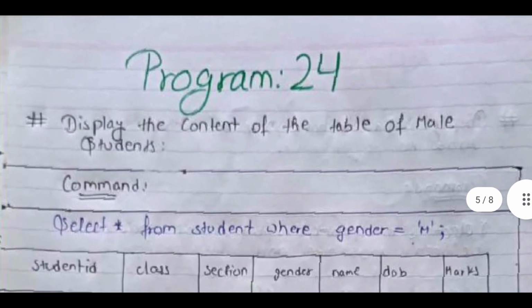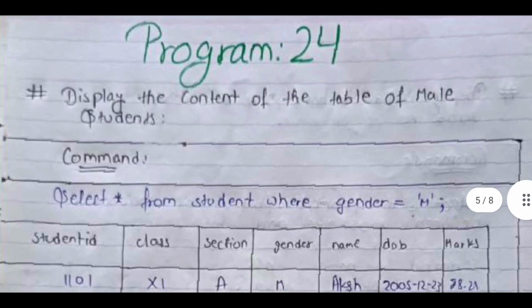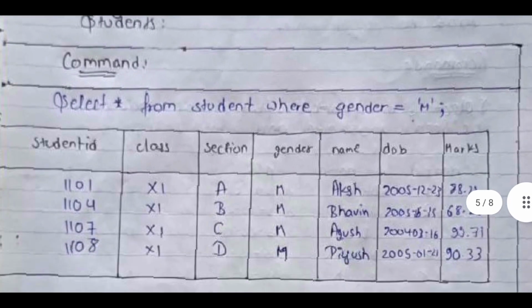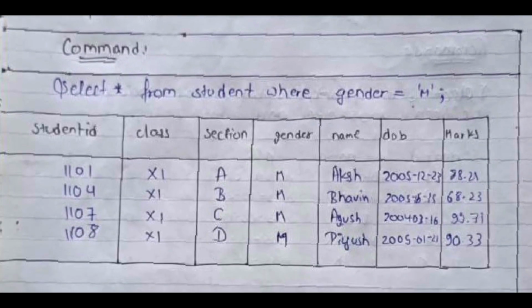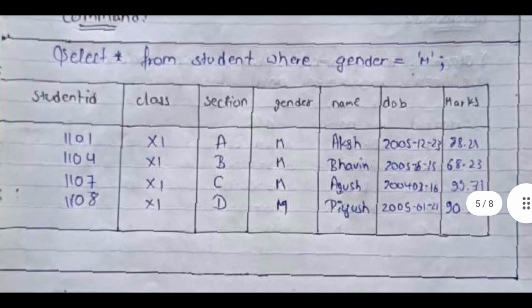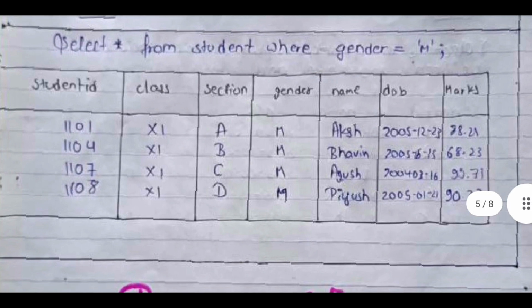Program number 24. Display the content of the table of male students. So the command will be select star from student where gender is equal to M, full colon. Student ID, class, section, gender, name, DOB. These all columns will be shown.